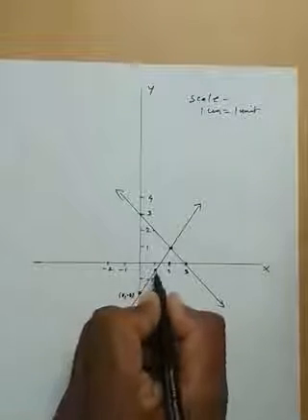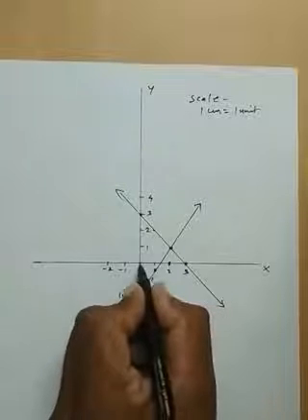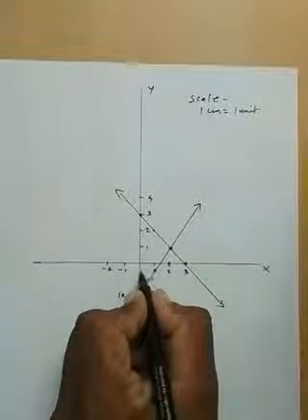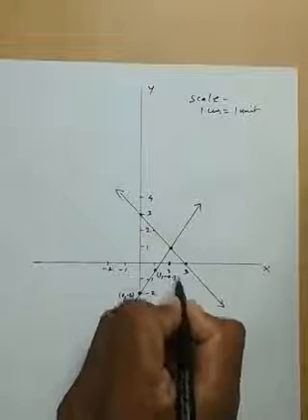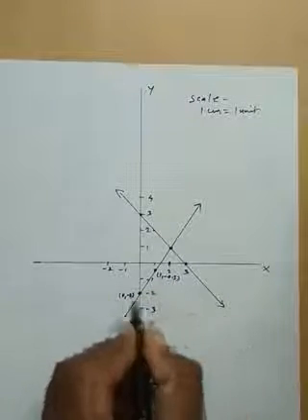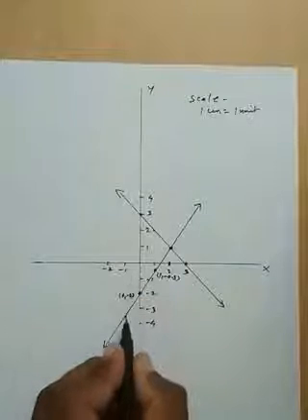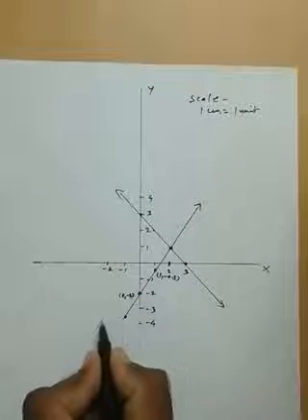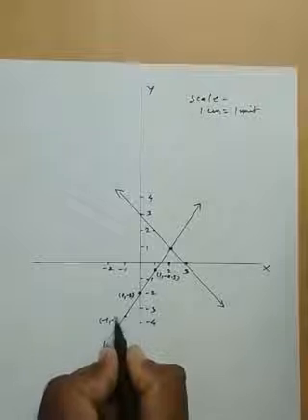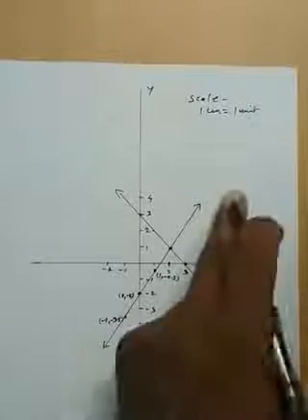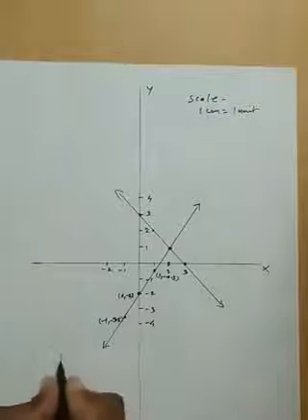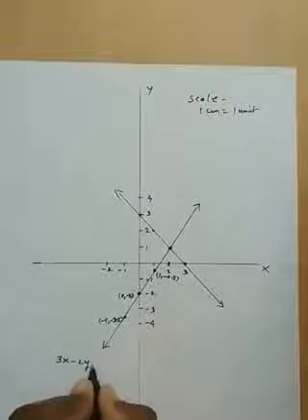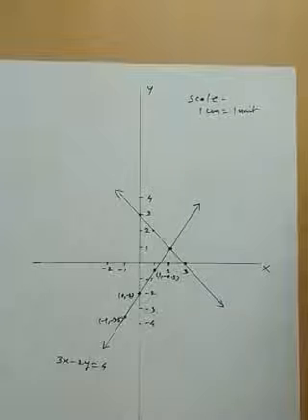Second, 1 and minus 0.5. This is between 0 and minus 1. The third solution is minus 1 and minus 3.5. This is minus 1 and minus 3.5. And join them, then we get a line. This line is 3x minus 2y equal to 4.